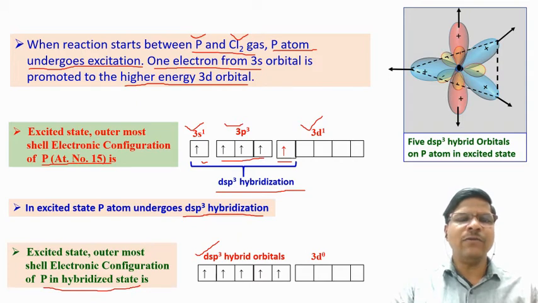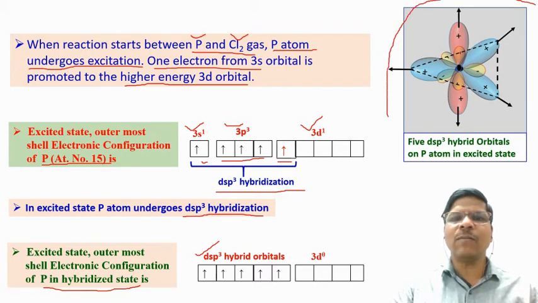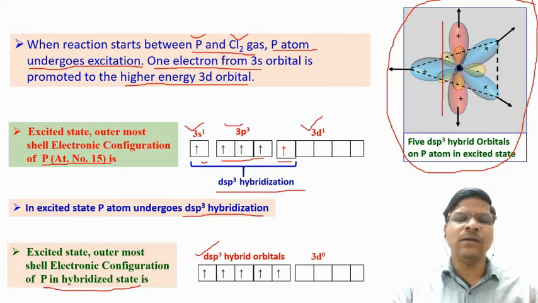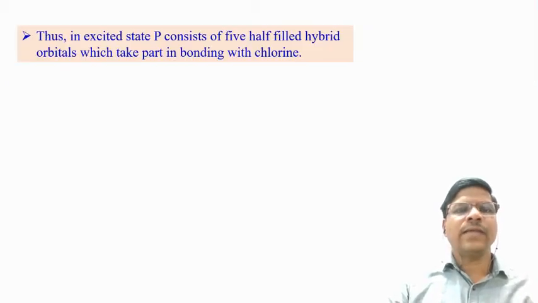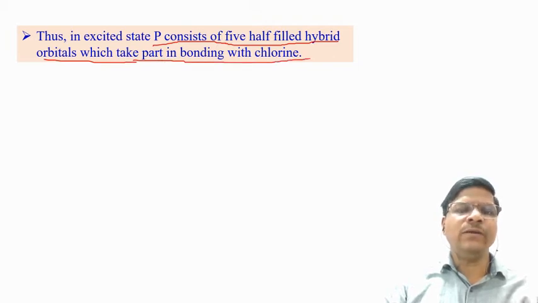Okay, and we have seen this orientation. We have these 5 dsp3 hybrid atomic orbitals of the phosphorus. 3 are oriented in the trigonal plane and 2 are along the vertical axis. Thus, in the excited state, phosphorus consists of 5 half-filled hybrid atomic orbitals. As they are half-filled, they will take part in the bonding with chlorine.